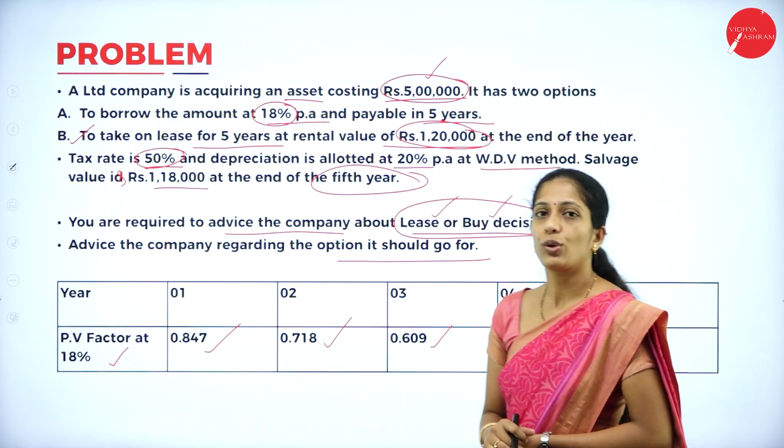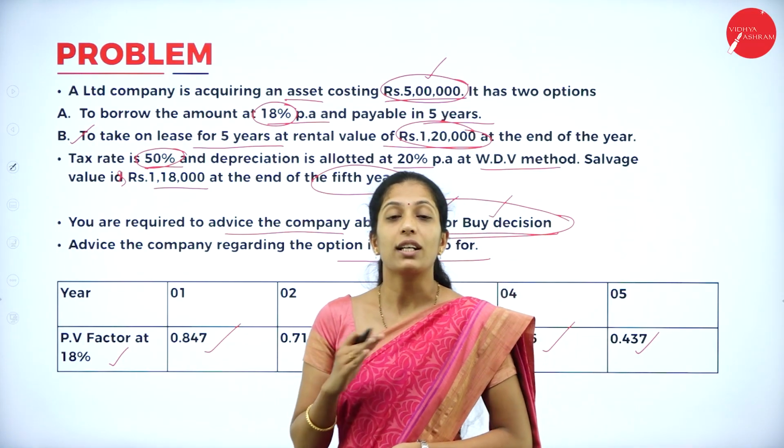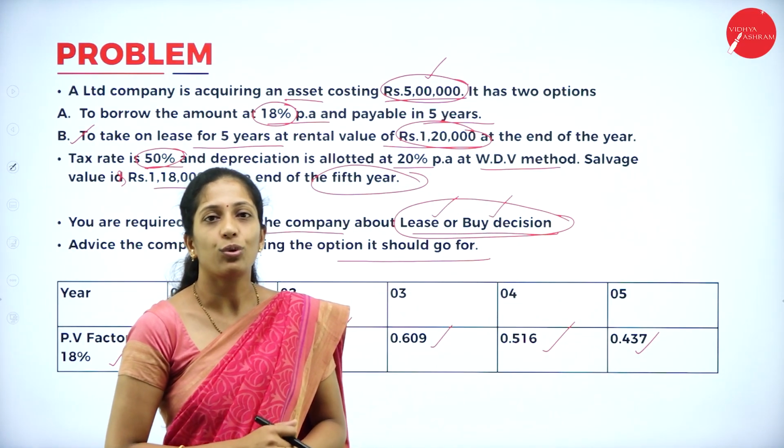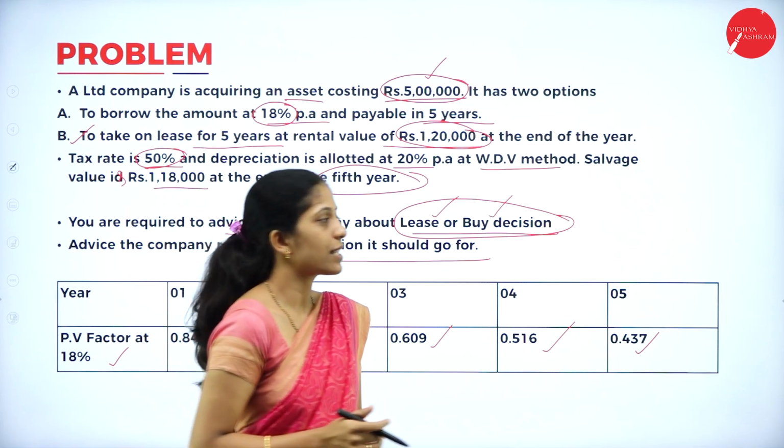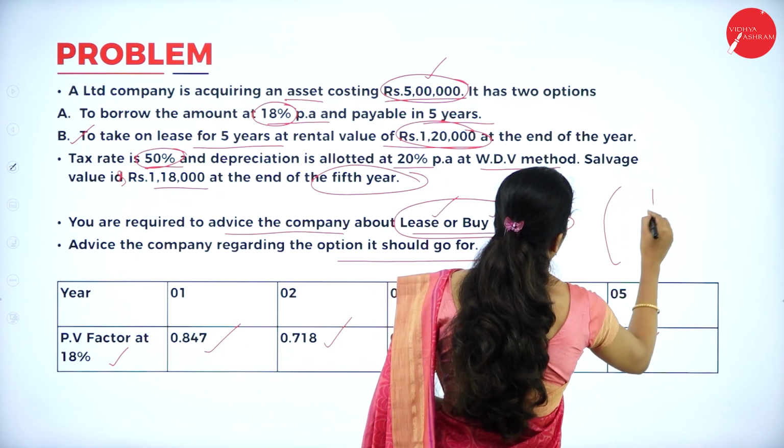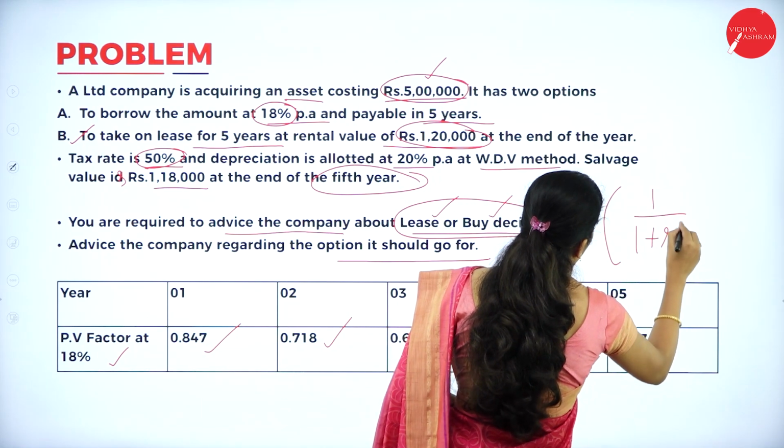So I have already told you in the previous session, if they have not given the PV factor, then how to calculate the PV factor. So what is the formula? That is 1 divided by 1 plus R.